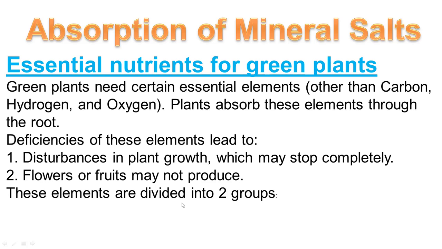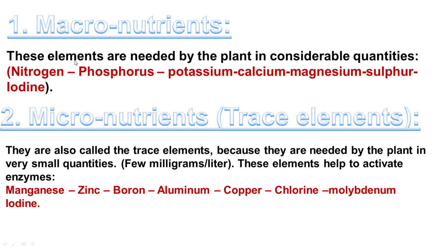Okay, these elements are divided into two groups. First one, macronutrients. Number two, micronutrients. Macronutrients are elements needed by the plant in considerable or large quantities, like nitrogen, phosphorus, potassium, calcium, magnesium, sulfur, and iodine. Micronutrients or trace elements are needed in very small amounts, a few milligrams per liter: manganese, zinc, boron, aluminium, copper, chlorine, molybdenum, and iodine.